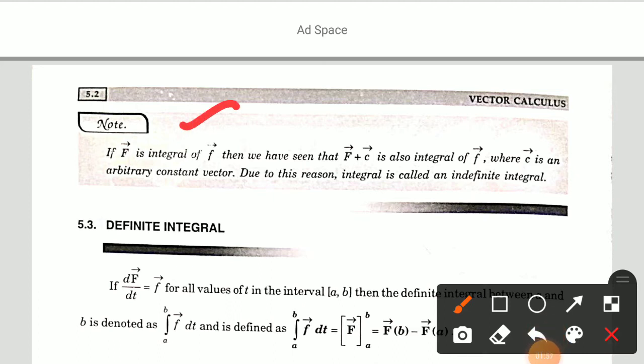Making a note, if F is an integral of f, then we have seen that F plus c is also an integral of f, where c is an arbitrary constant vector. Due to this reason, the integral is called the indefinite integral.